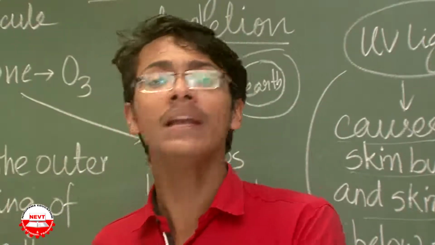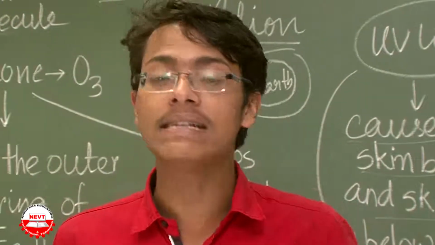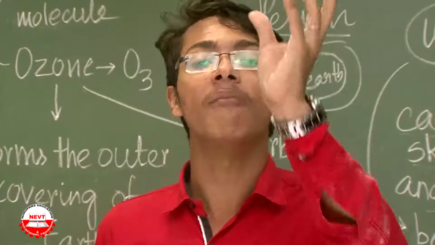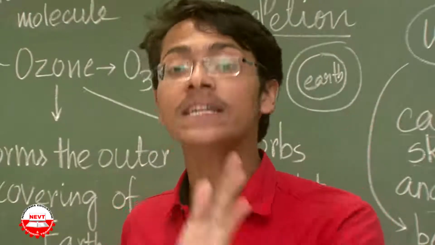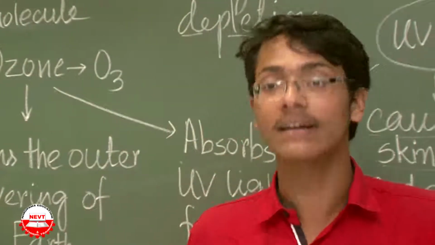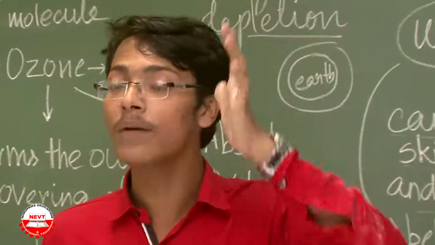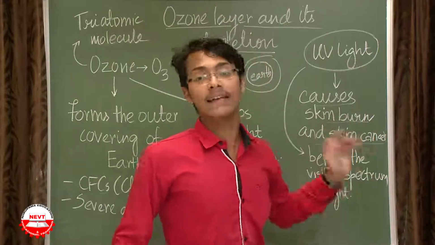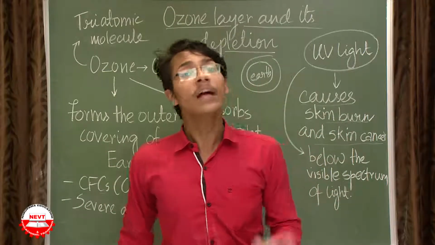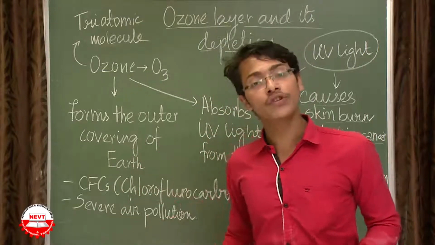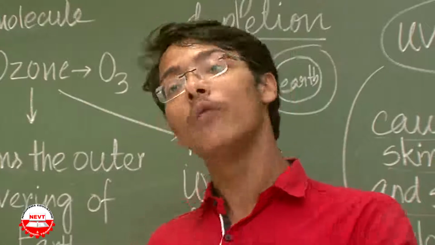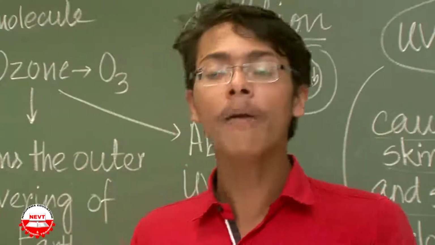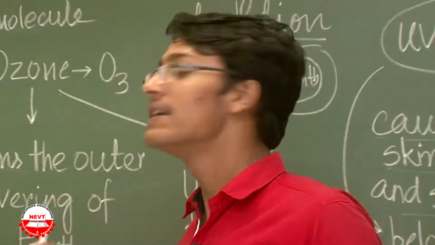This chlorine and fluorine are very stable and do not degrade easily. Upon reaching the ozone layer, they start to react with ozone, forming a hole there. So the CFCs released from air conditioners or refrigerators react with the ozone to form a hole in the ozone layer, allowing the UV light to pass through and cause skin burn and skin cancer-like diseases. Severe air pollution also results from CFC. So the one component responsible for the hole in the ozone layer is CFC.